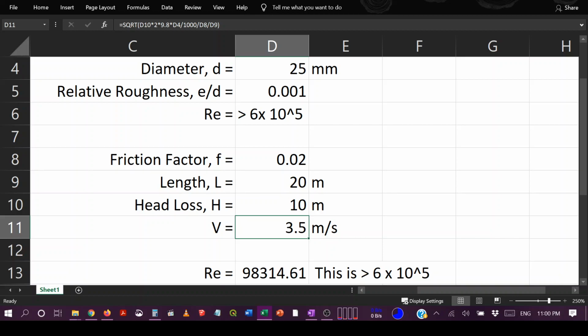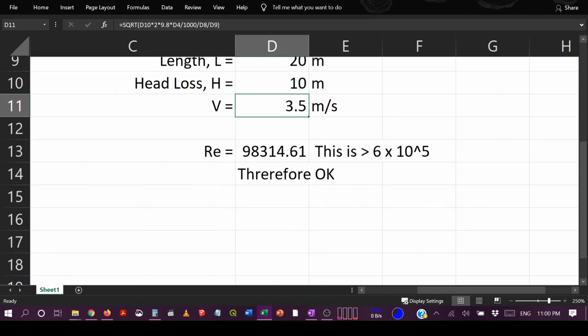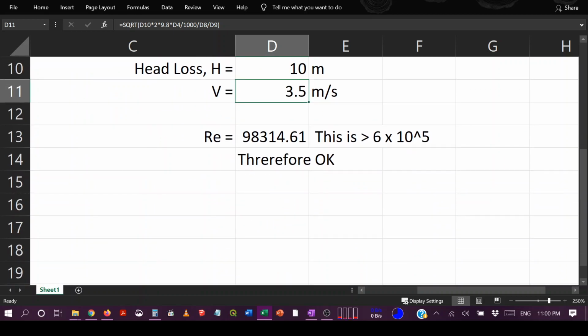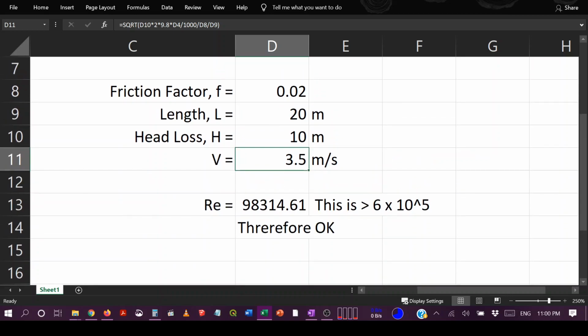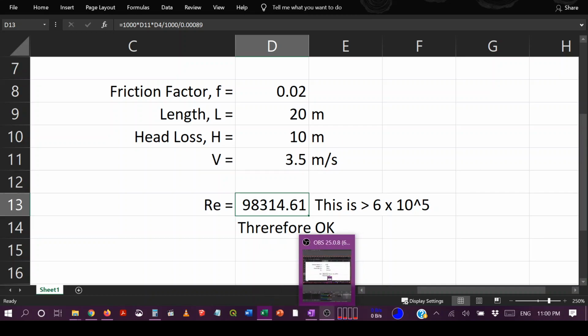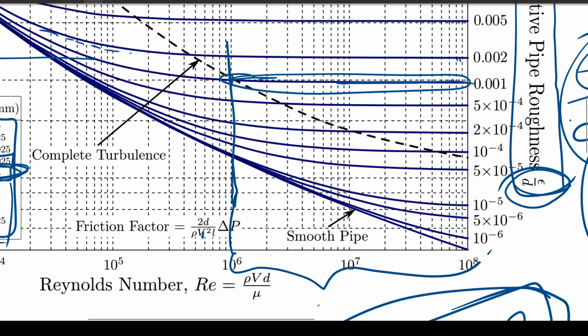Now it is automatically filling up these things, so this velocity is 3.5 meter per second. Now the Reynolds number is how much? It is less than 100,000, or less than 10 to the power 5. It is 9.8 into 10 to the power 4, and therefore let's see here.